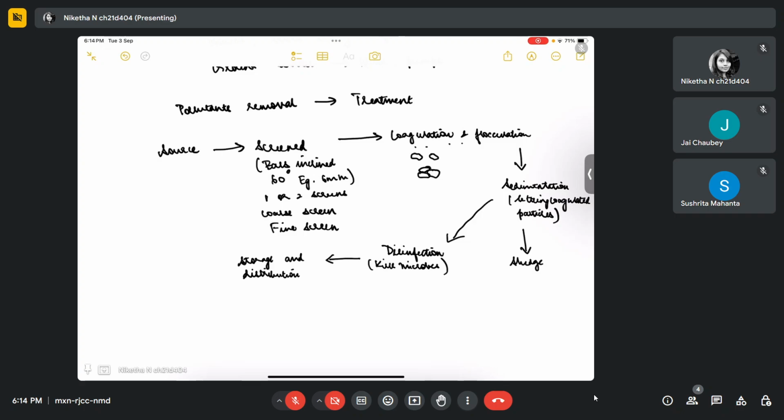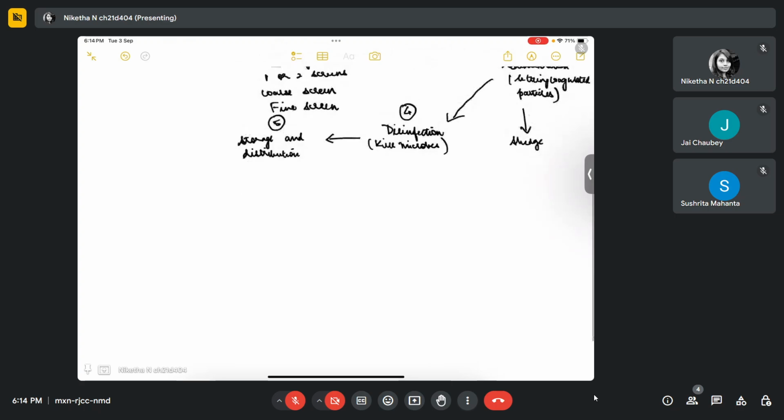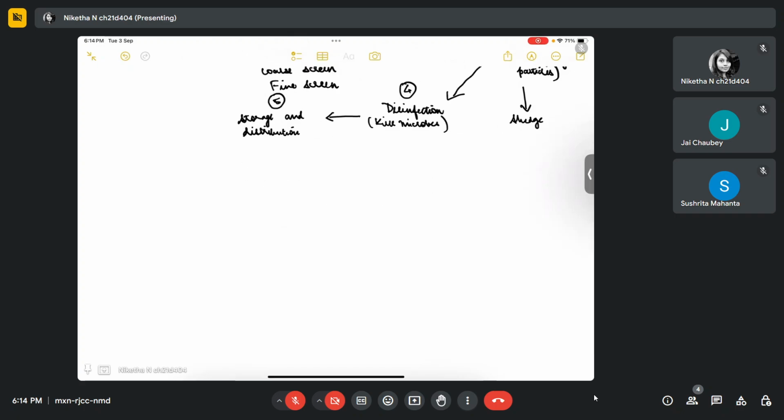So these are the steps generally followed in a water treatment process. The first step is screening. The second step is coagulation, flocculation, then sedimentation, and then disinfection, and then finally storage. Now we've already discussed a little bit about screening. Then we will move to coagulation and flocculation.